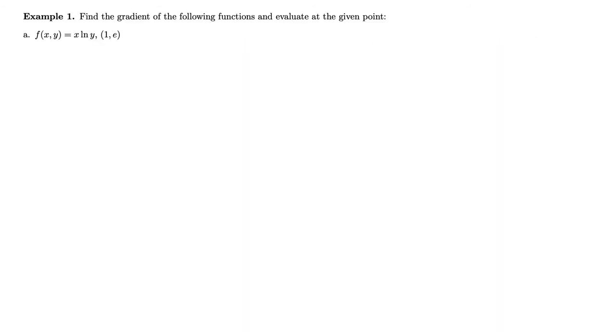Okay, so we want to find the gradient of the following function and then evaluate it at the point that we see here. Okay, so recall that the gradient of a function f is the partial derivative with respect to x, and then the partial derivative with respect to y, like that. Well, for a function of two variables. If there are three variables, we would have another component that would be the partial with respect to z.